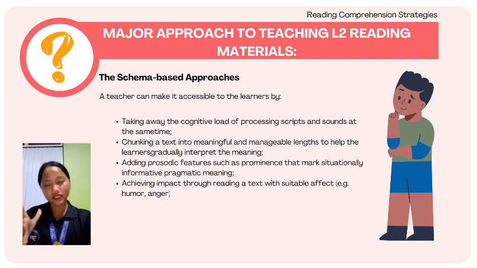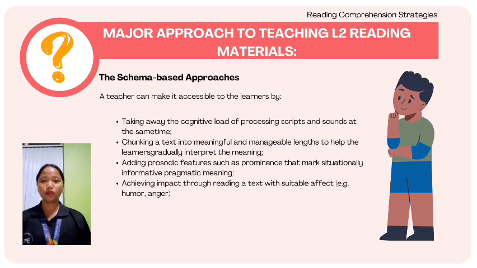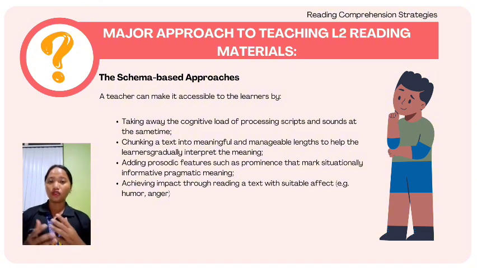Another is to chunk the text into smaller, meaningful sections to make comprehension easier. And the third is to use prosodic features, for example, emphasis or tone, to highlight important meanings. And the last one is to read with suitable emotion, for example, humor or anger, to create engagement. So these strategies enhance comprehension by making the reading process more accessible and engaging.